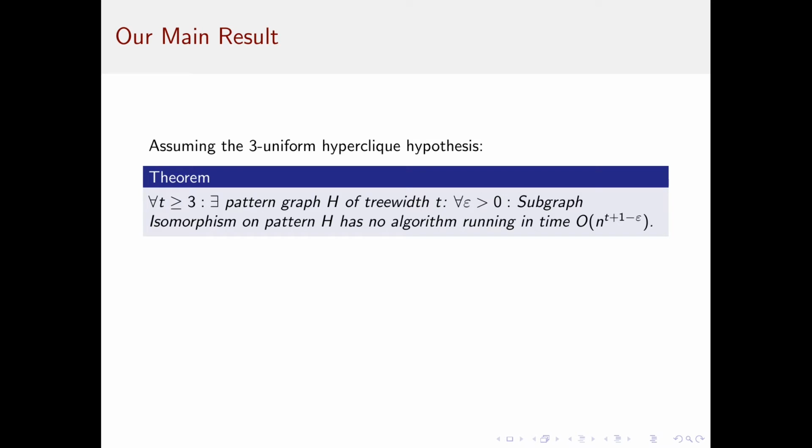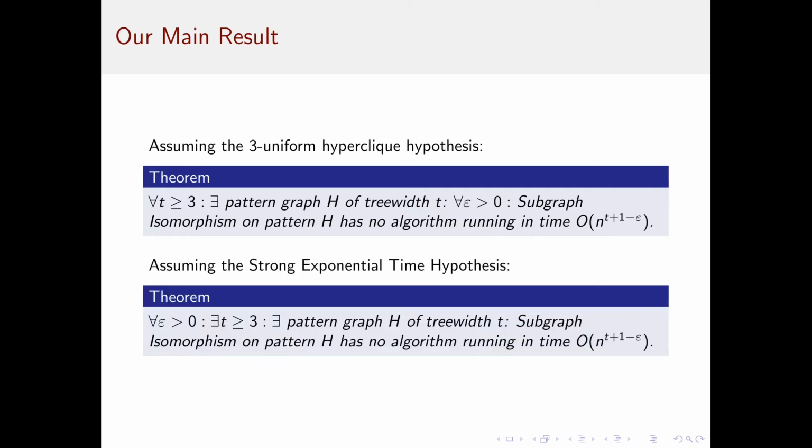In the first one, we prove that assuming the 3-uniform hyperclique hypothesis, for each treewidth t which is at least 3, there exists a hard pattern graph of that treewidth, meaning that you cannot solve subgraph isomorphism for that pattern graph in time O(n^(t+1-ε)) for any ε.